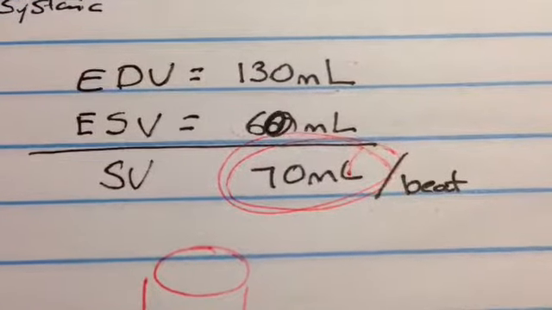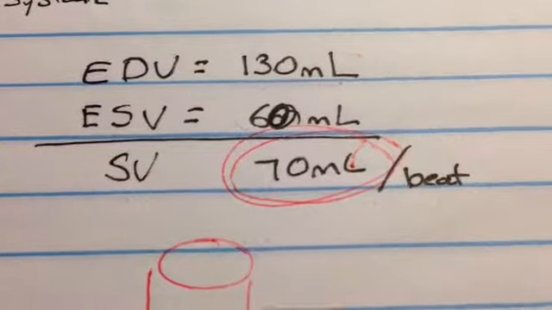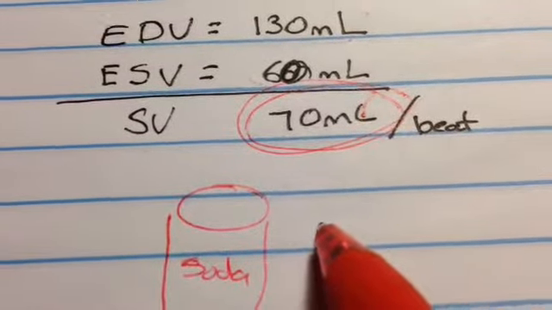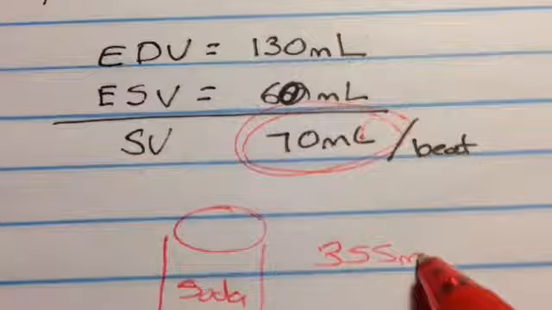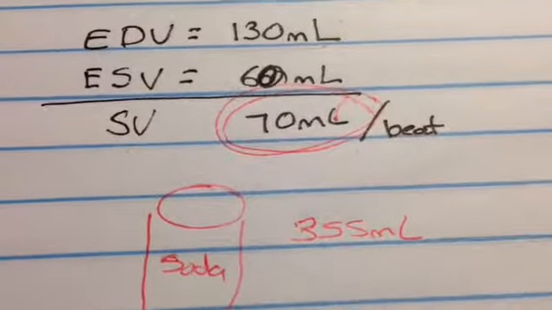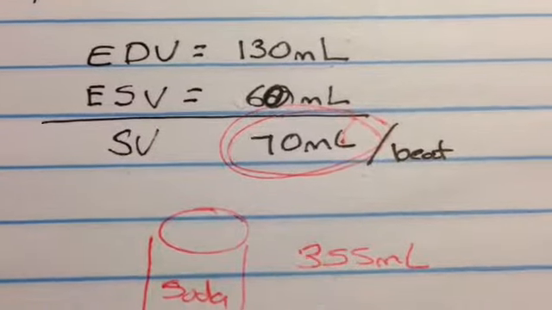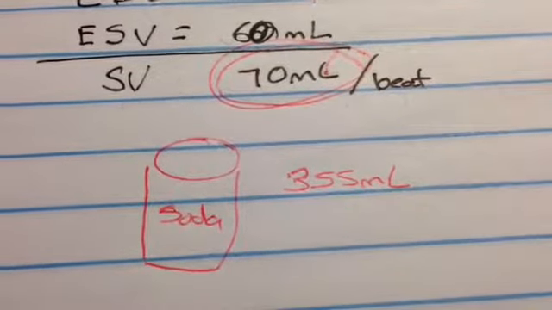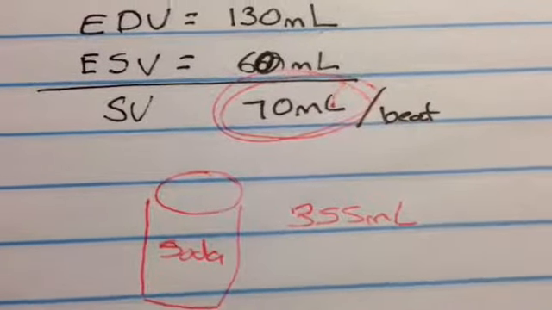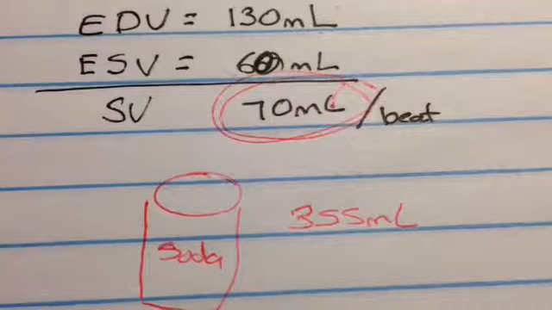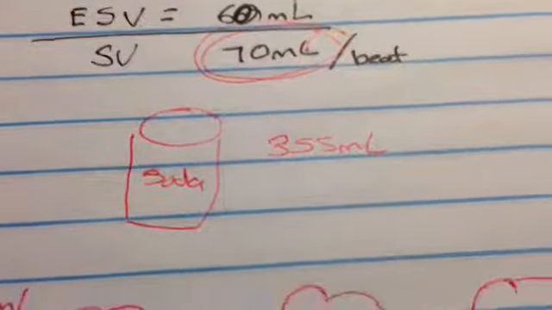a can of soda is going to have 355 mLs. So 70 mLs is just a small fraction of a can of Coke. So every time the heart beats, it's not moving a lot of blood per beat. It beats all day. Okay.